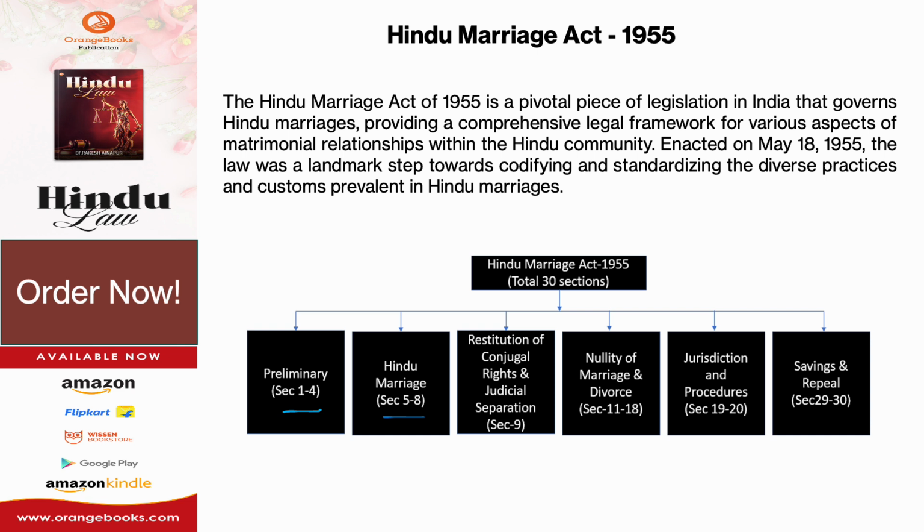Section 9 deals with restitution of conjugal rights and judicial separation. Sections 11 to 18 provide for nullity of marriages and divorce. Sections 19 to 20 talk about jurisdiction and procedures, and Sections 29 to 30 are the savings and repeal sections. So basically we will focus on Section 5 to Section 20 in upcoming videos.